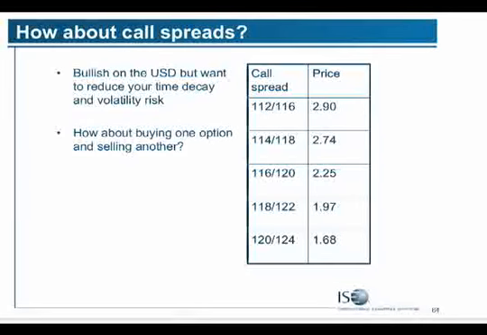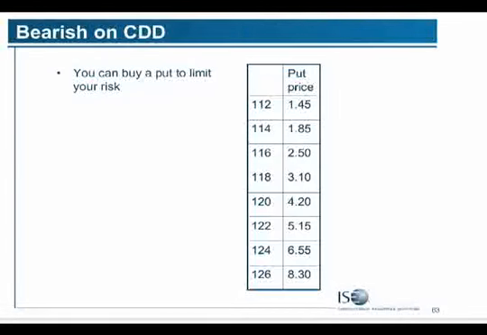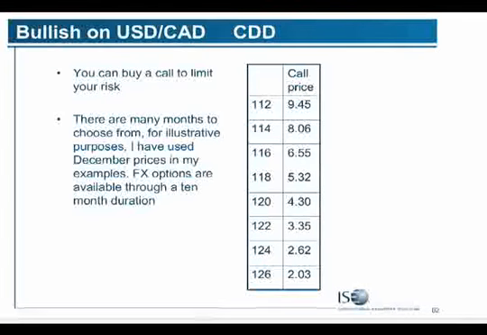So sorry about that. What if you're bullish on the U.S. dollar but want to reduce your time decay and volatility risk? How about buying one option against another? So if we go back to these, let's just believe one scenario would be that you think that the U.S. dollar is going to rally back. And you could be buying any of these, 118, 120, 122, 124.